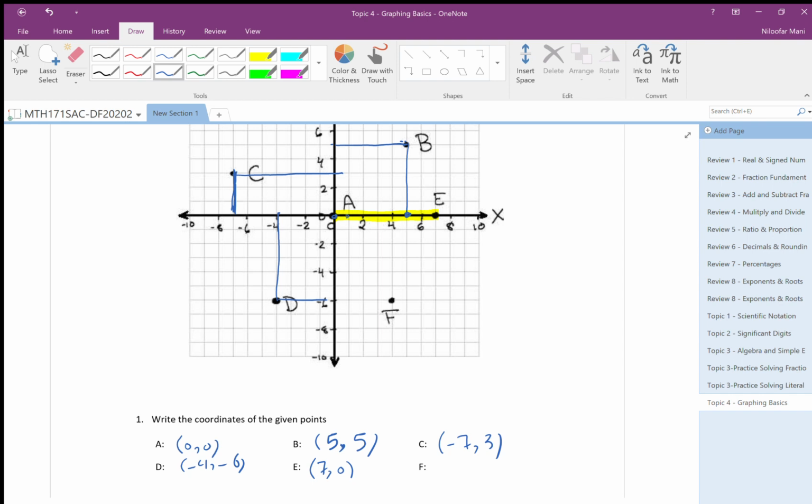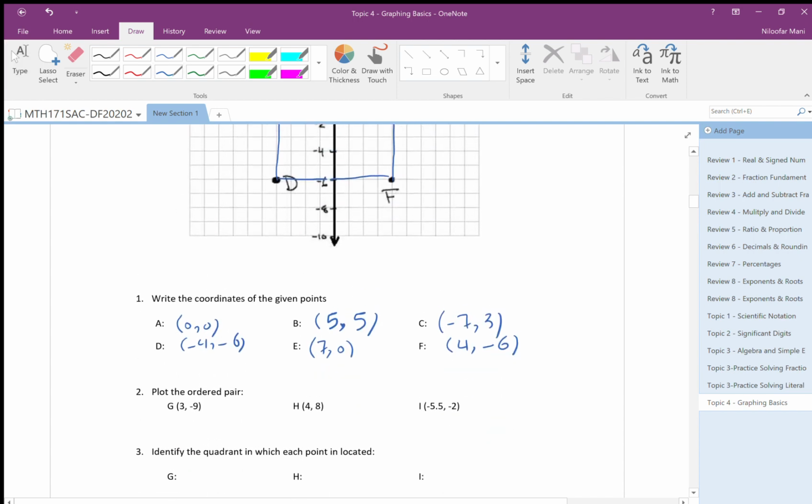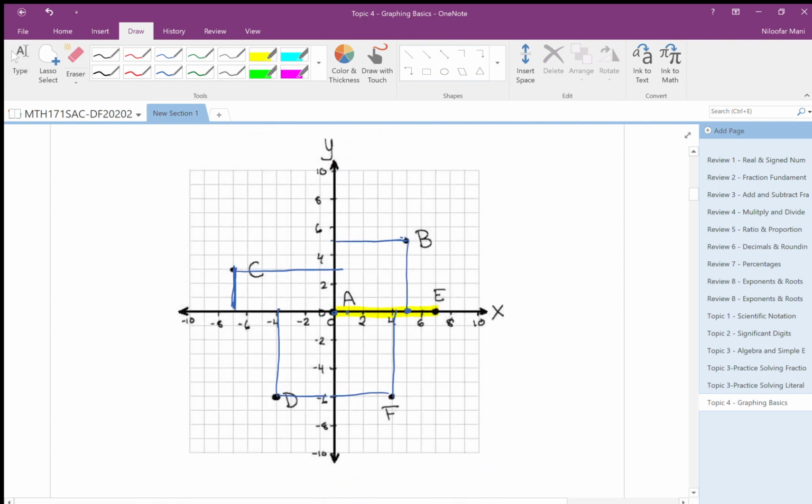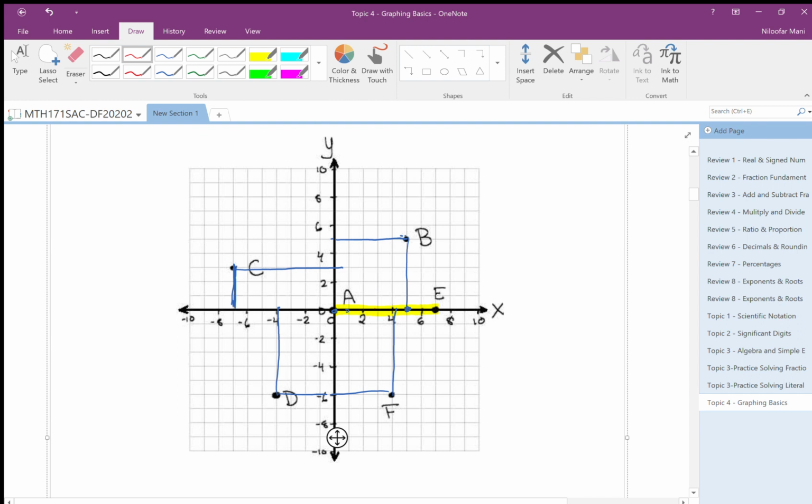The last but not least is F, which is 4 and -6. Remember, always horizontal first, vertical next. Now I want you to find these 3 points. 3 and -9. So I go to 3, I find 3 here, and I find -9 here. Oh, sorry, it's here. And then I make a perpendicular line. So this is G.